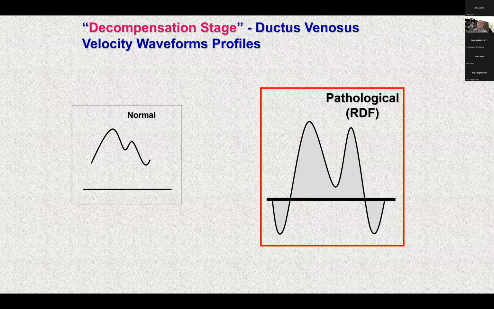If we look to the venous district of the fetus, which is one of the most important in order to identify fetus in decompensating stage, we can see the ductus venosus. Here you can see on the left the normal waveform profile, the ductus venosus, sorry. And here you can see the waveform profile in this vessel in the decompensation stage. We can see a reduction of the forward flow and the appearance of the reverse flow during atrial contraction.